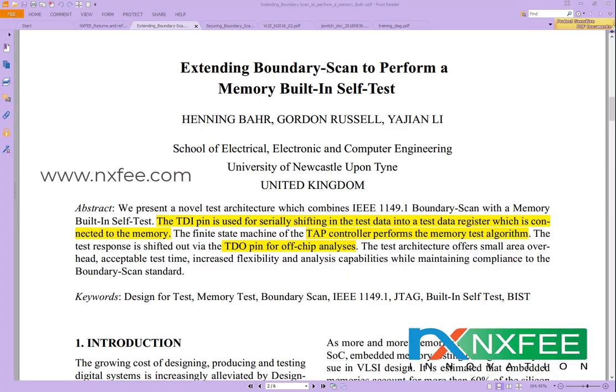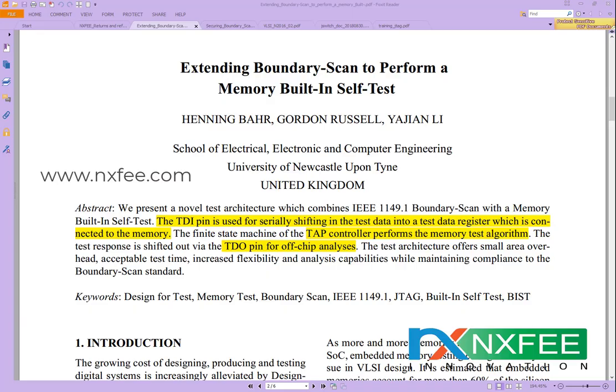Hi, here we are discussing a project on extending boundary scan to perform a memory built-in self-test method. In modern system-on-chip design, embedded memories occupy a very large part of the chip area, because memories are the more sensitive part of the chip and are more likely to have a manufacturing defect compared to the logic circuit.